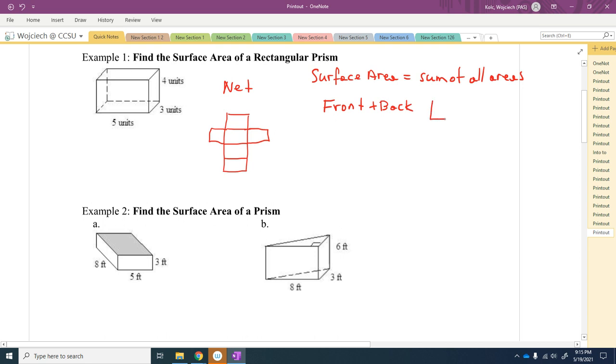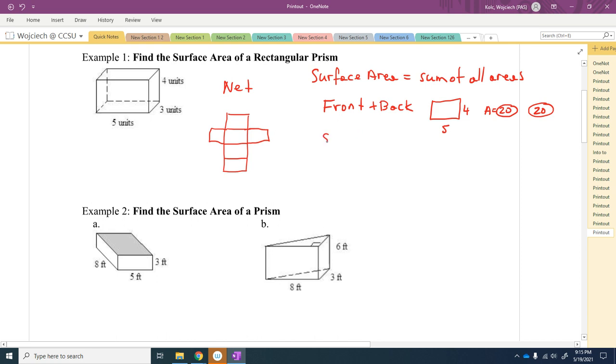Okay, the front wall is 5 units by 4 units. So the area would be 20. And please remember the back wall is also 20. So the front and back is 20 and 20.